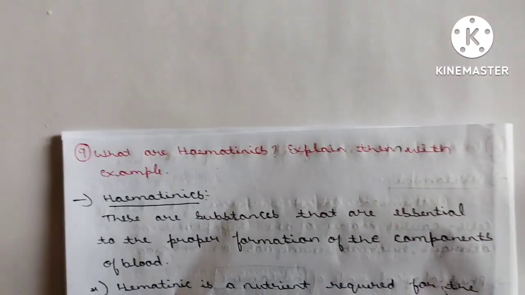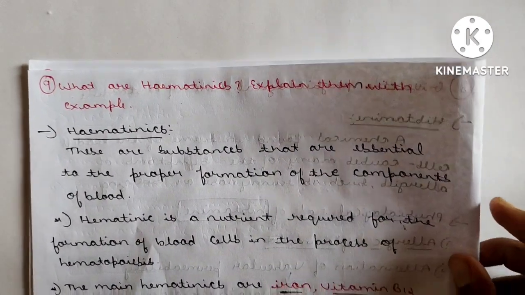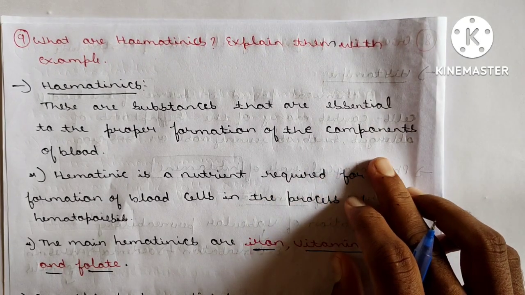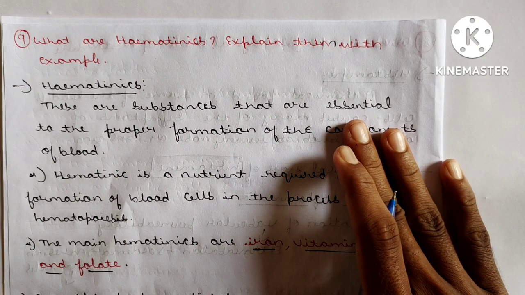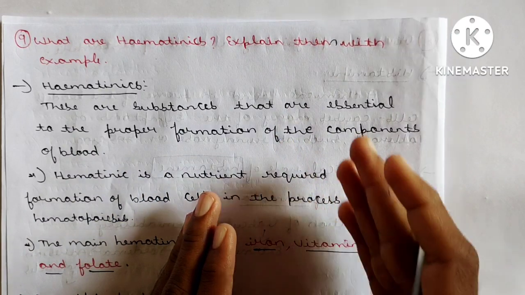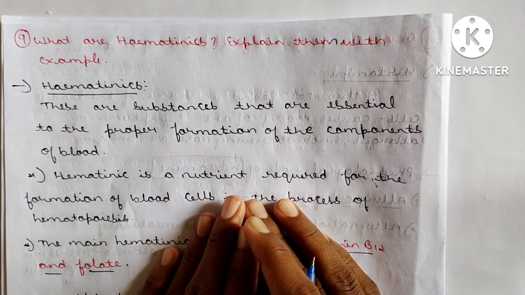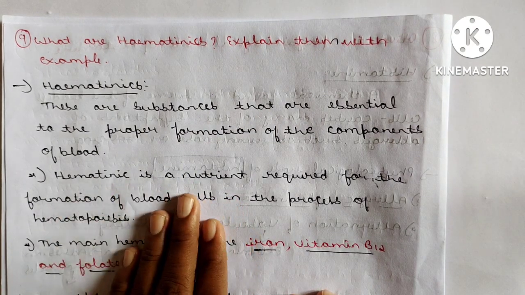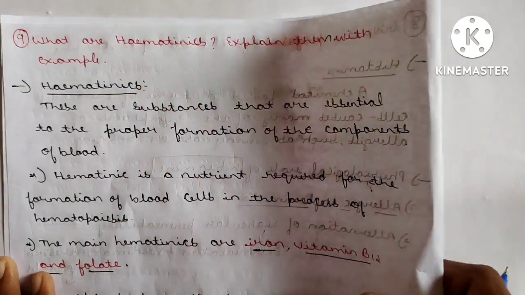Now let's move towards the 9th question. What are hematonics? Explain them with examples. Hematonics are substances that are essential to the proper formation of the components of blood. Basically, if the patient is suffering from anemia, and the red blood cell level is low, then we give this type of external supplement like hematonics. A hematonic is a nutrient required for the formation of blood cells in the process of hemopoiesis or erythropoiesis.